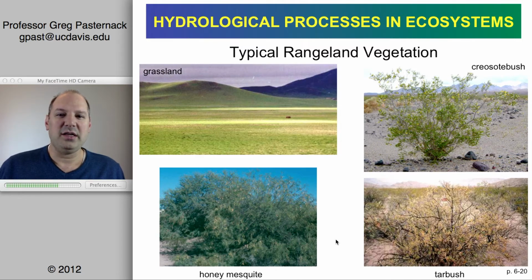Now, there always was some percentage of shrubs. And just as an illustration, on this slide, I'm showing three key shrubs that we'll be looking at a lot in this video podcast. Creosote bush in the upper right, tar bush below that, and then honey mesquite in the lower left. And you can see that these are generally conical shaped, especially the creosote bush, whereas when you get to the honey mesquite, it's more of a complete hemisphere in its shape.